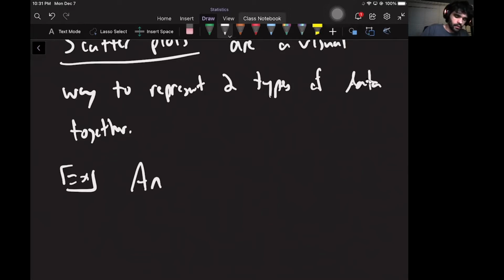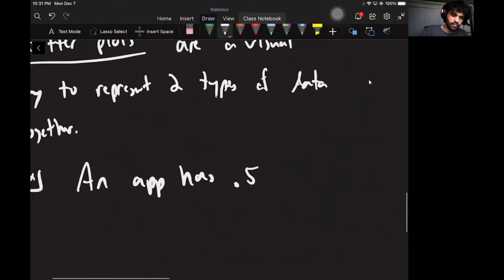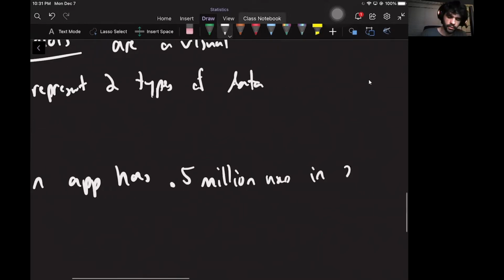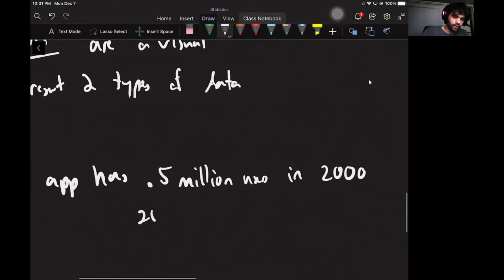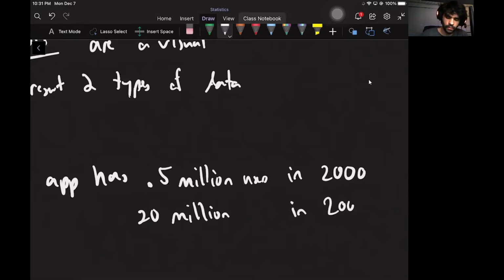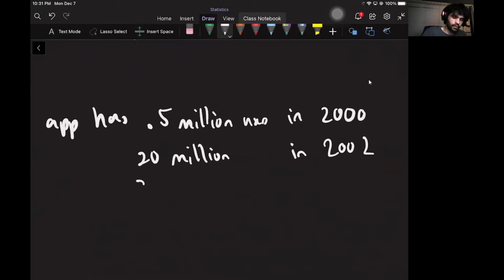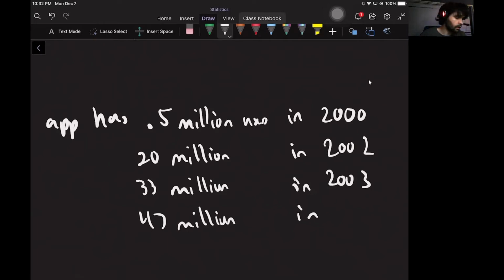Okay, so let's pretend that an app has 0.5 million, so 500,000 users in 2000. Were there even apps in 2000? This question doesn't make sense. But then 20 million in 2002, 33 million in 2003, and 47 million in 2004.